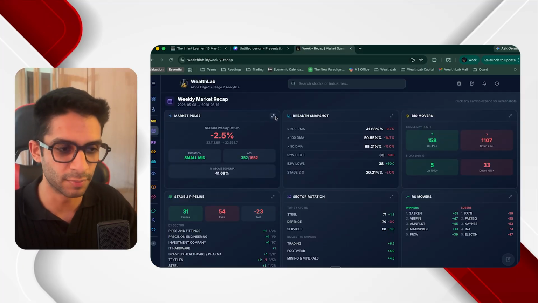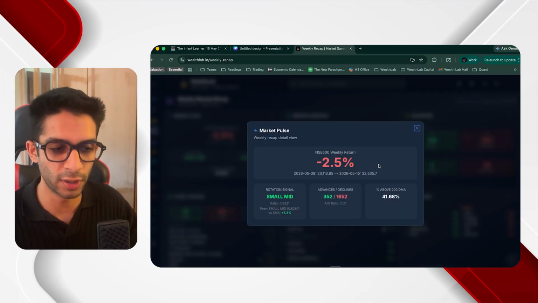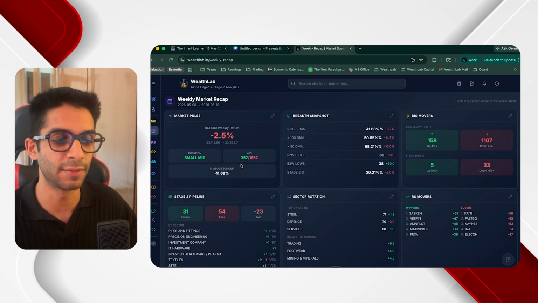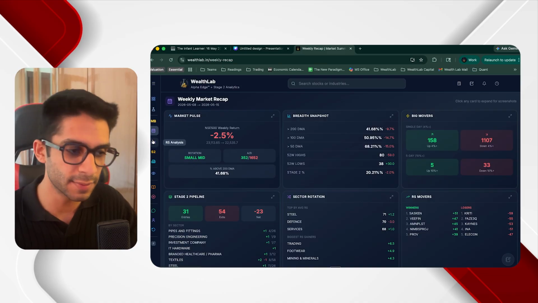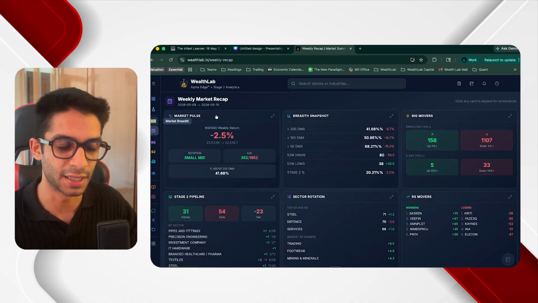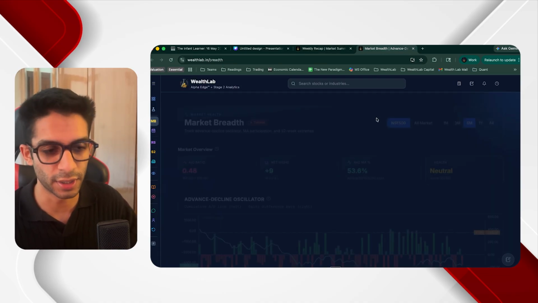We'll talk about 3 things: the breadth, the momentum sectors, and the themes that are leading in the current market. So let's talk about the health or the breadth of the market. The market went down by 2.5% and the rotational signal is still signaling towards small and mid. That means we are still signaling towards if we should be favoring small and mid caps or mega and large caps. Let's see how is the trend of this rotational signal over time.